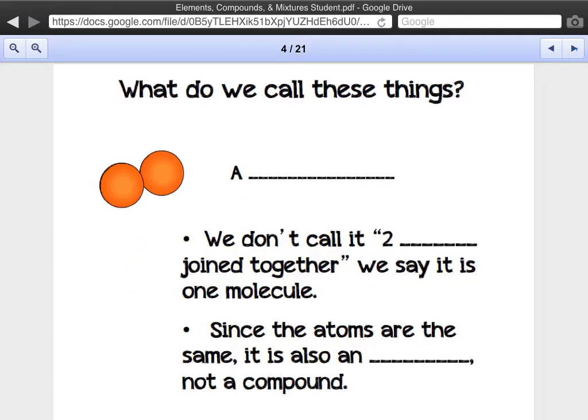Here you see 2 elements, but you see that they are joined together. When 2 atoms of the same element are joined together, we know that this is a molecule. A molecule can be 2 of any kind. It doesn't just have to be the same element. So we don't call it 2 atoms joined together. We say it is a molecule. Since the atoms are the same, it is also an element, not a compound. It would only be a compound if these 2 atoms were different elements.